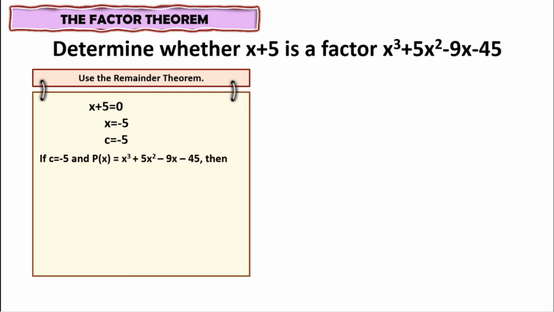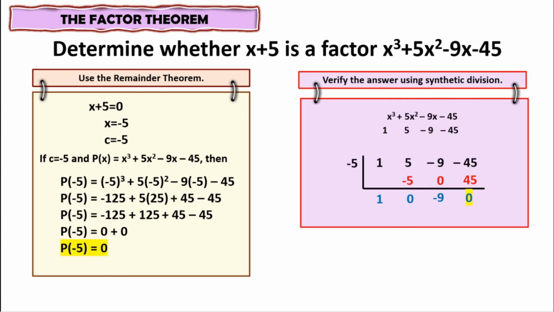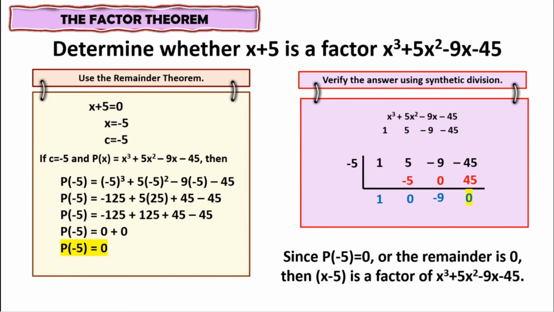If c is equal to negative 5, then p of c, or p of negative 5, is equal to, using PEMDAS rule, this equation can be simplified as p of negative 5 is equal to 0 plus 0. Thus, p of negative 5 is equal to 0, or the remainder is 0. Kung gusto nating i-check kung tama ba o mali ang 0 na remainder, we can use synthetic division. And upon using synthetic division, ang remainder nga ay 0. Since p of negative 5 is equal to 0, or the remainder is 0, then x plus 5 is a factor of x cubed plus 5x squared minus 9x minus 45.